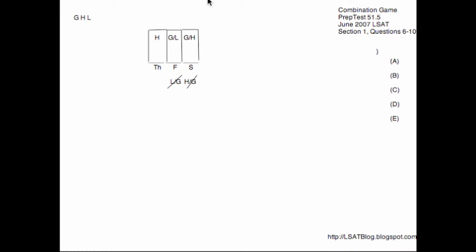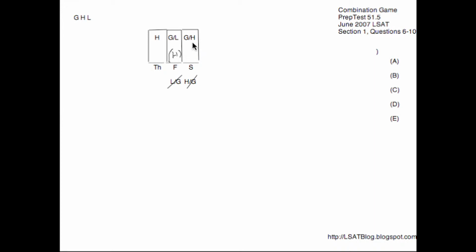However, we can also mark a couple of additional things. One of them is that if only one of G or L can go on Friday, that means that the only other variable that could potentially go on Friday as well would be H. So I'll simply mark H in parentheses below G/L, meaning that H might go earlier than G or L on that day. We don't really know.